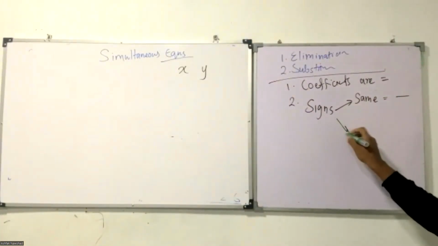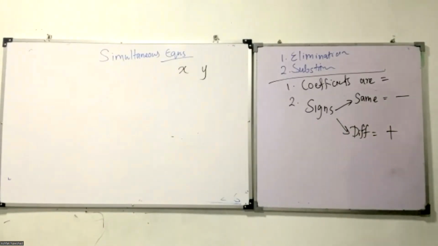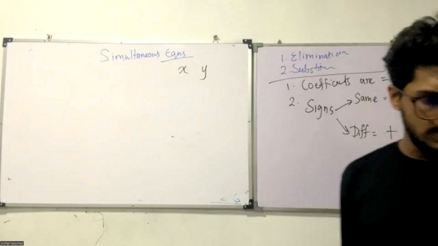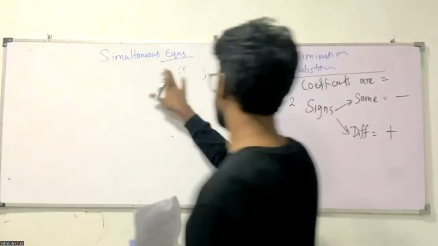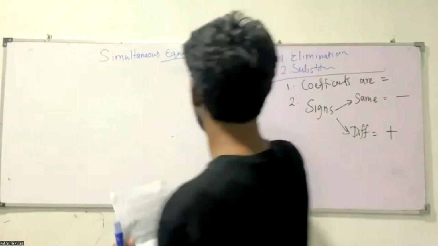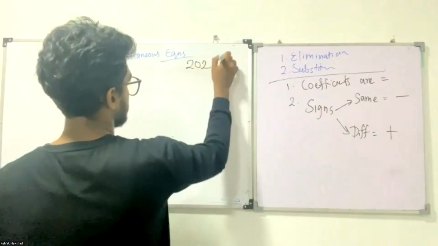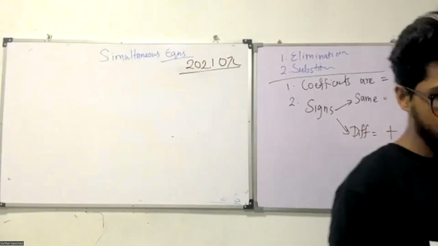So if the signs are different, then we have to add the equations. So these are the steps. If you remember this, you can solve any simultaneous equation. So let's jump into the question. It's 2021 models. 2021. Let's see.